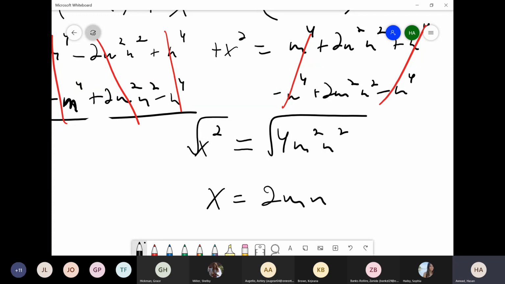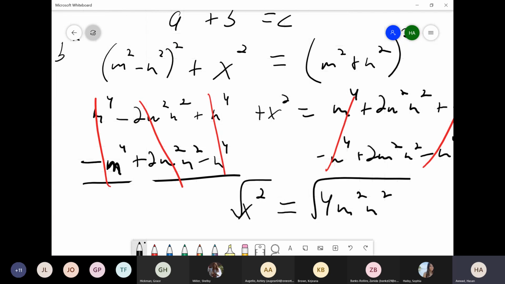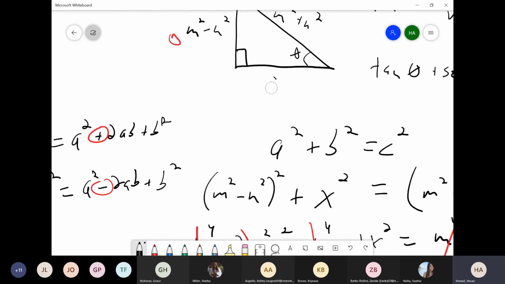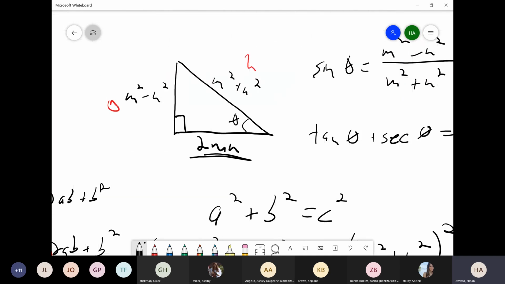So, in fact, we have just simplified this, and now we've solved for x. X is just 2 times m times n. So we go back to our triangle, and we say, great, this is 2mn. Okay, we have done a tremendous amount of work to find this one side. Why does that side help us so much?